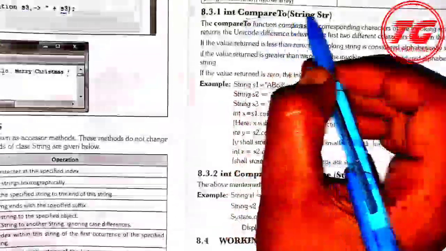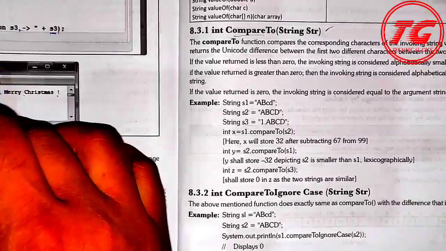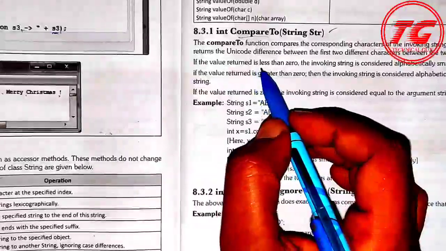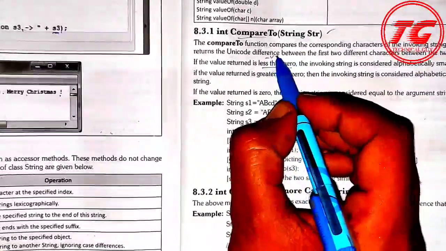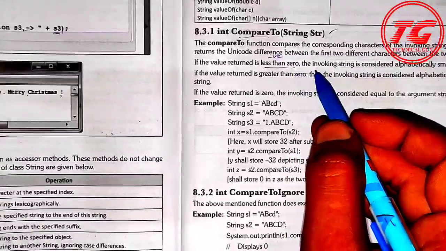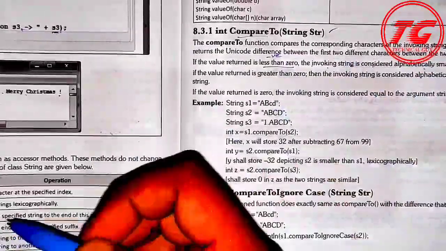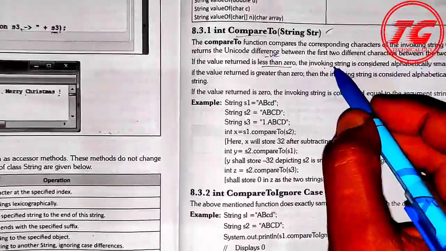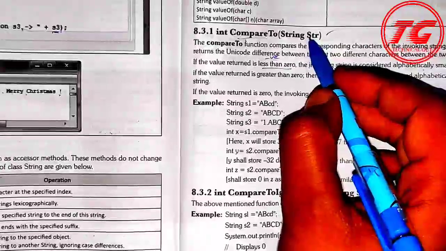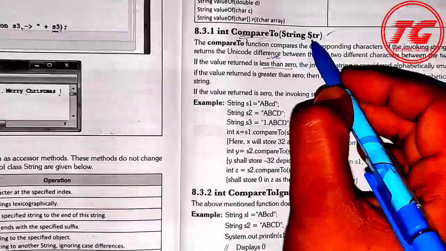First we have the compareTo method. I have already told you that the compareTo method is used to compare strings lexicographically. So the compareTo method will return you less than 0, meaning a negative value. The invoking string is considered alphabetically smaller than the argument string. Invoking string means the string which is calling this method, and this is the argument string. So two strings we will compare. One string that is invoking the compareTo method, and the second string that is given as the argument.